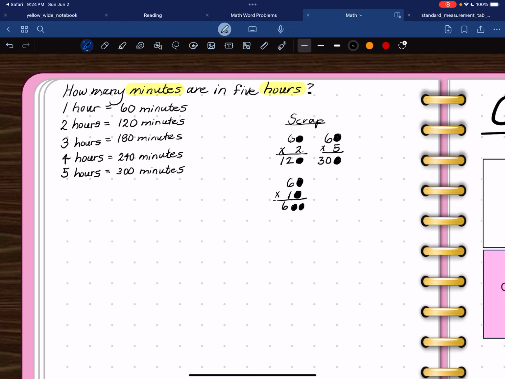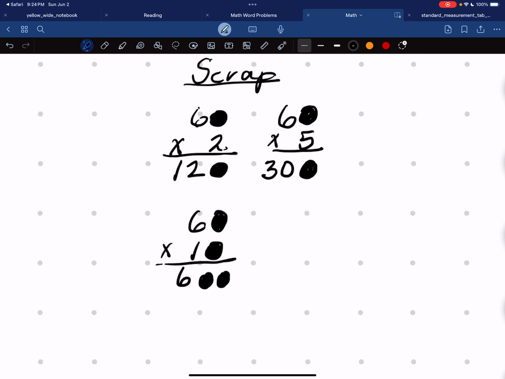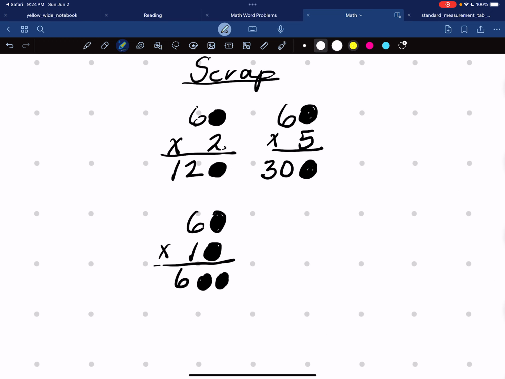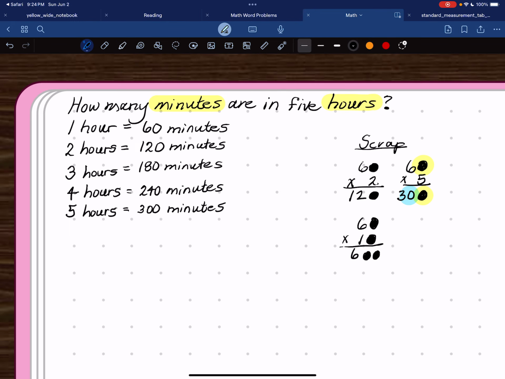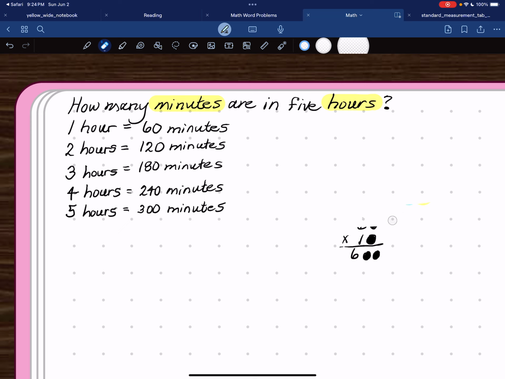The reason I have them to color the zeros is because of this right here. I don't want them to confuse this 0 with this one. That blue one there is part of the 30. So we want them to be able to mentally distinguish the zeros. But either way, you can use addition or multiplication to build this set of data.